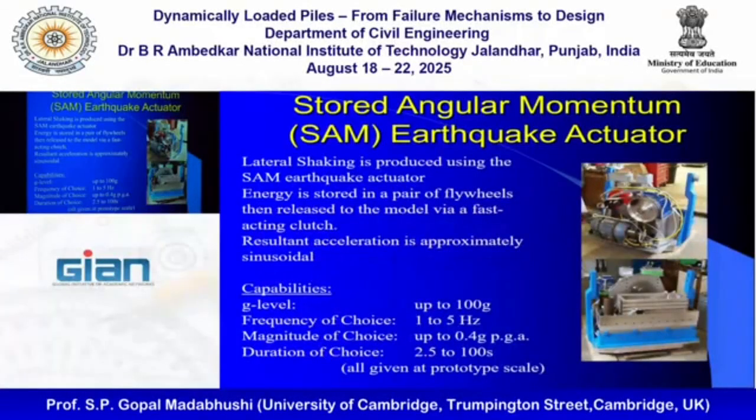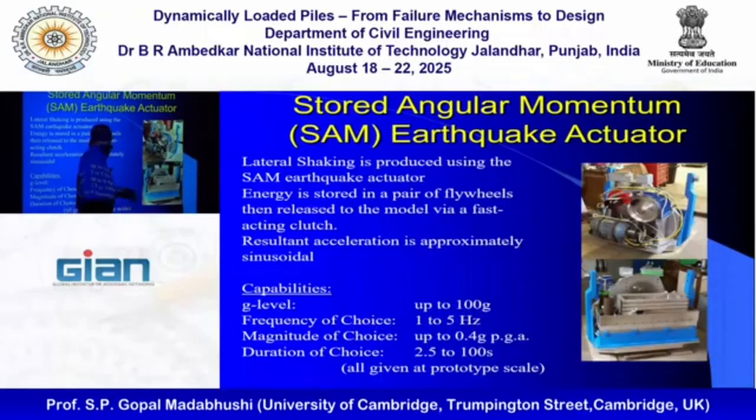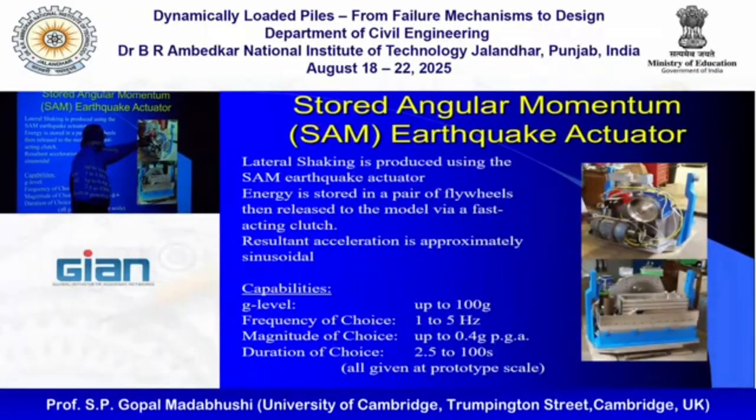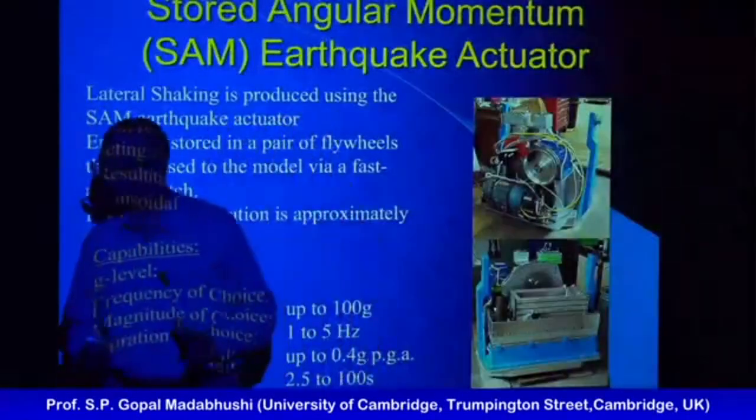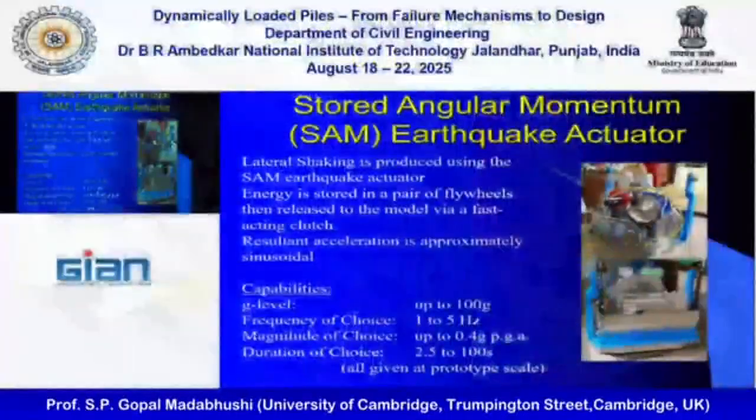So the first one I built is the stored angular momentum actuator, what we call the SAM actuator, and it is very simple. The whole device we built in Cambridge cost us less than 20,000 pounds, if you don't count my salary. So it's very easy. All it has is a cheap Italian motor, about 2 kilowatts, and it basically drives flywheels like in your car, and you store the energy in the flywheels, the energy I want for the earthquake.